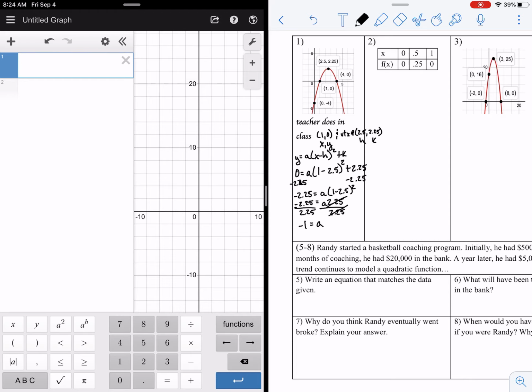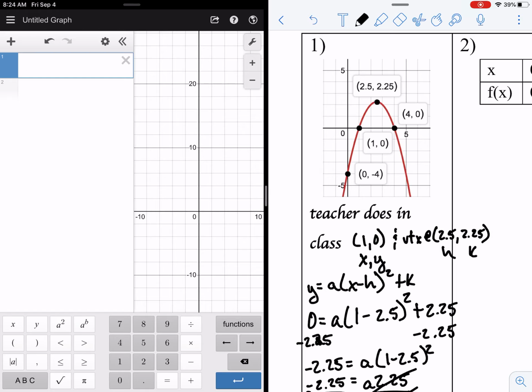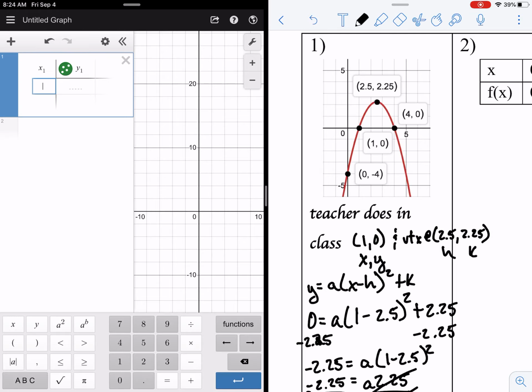Now another way you can do this is to input a table. And again, remember we need 3 points. So 0, -4, 1, 0, and then I'm going to use 2.5 and then 2.25.